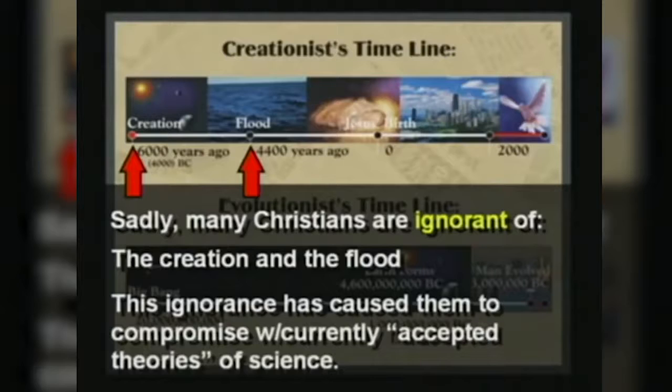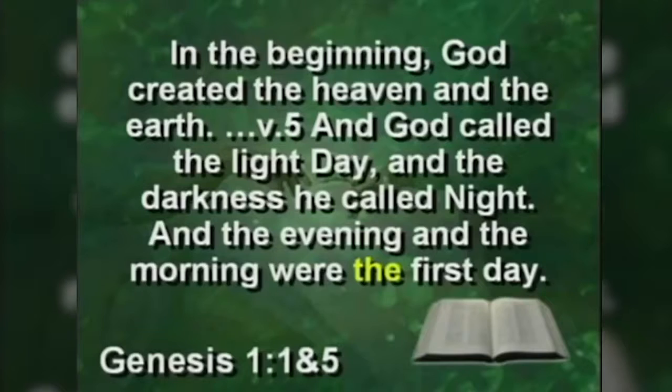Sadly, many Christians are also ignorant of what that original creation was like and what that flood did to this world. And so because of their ignorance of the creation and the flood, it causes Christians to compromise the clear teaching of God's Word. Genesis chapter 1. In the beginning, God created the heaven and the earth. By the way, in Genesis 1:1, it's heaven singular. Later, it's always heavens plural. When He first made it, it was heaven, one heaven, and then later He divides it up into 3 slices. First heaven, second heaven, third heaven.